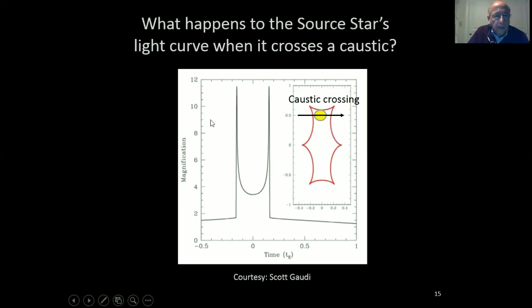When it hits the critical curve again on the other side, there's going to be another spike and then down again. So by looking at the light curve, when these caustic crossings occur, astronomers are actually able to discern what the caustic looks like, and from that they can discern what caused the caustic, namely if it's two binary stars or if it's a planet and a star. So the shape of the light curve is directly related to the type of caustic and where the background star crossed that caustic.